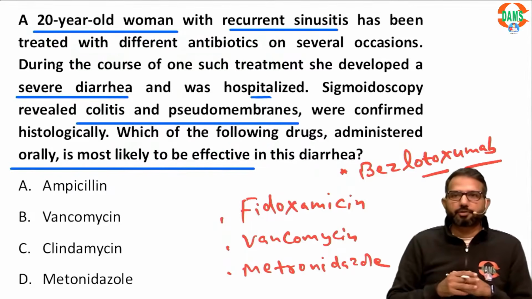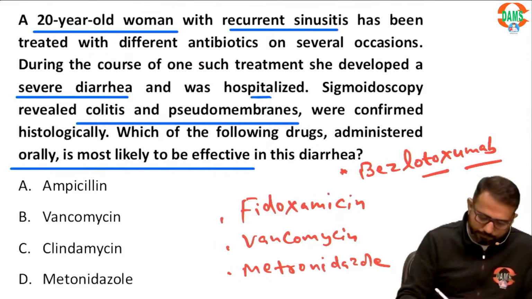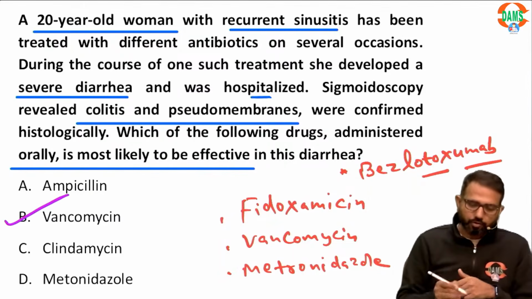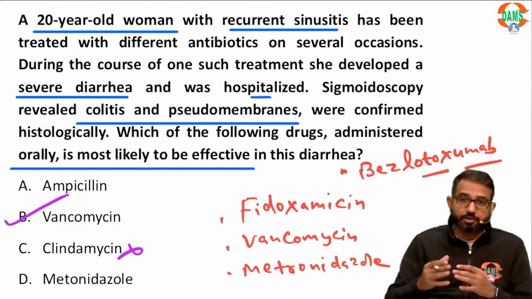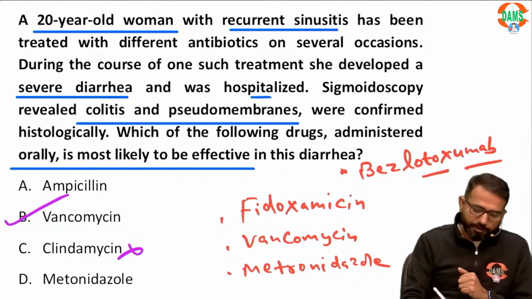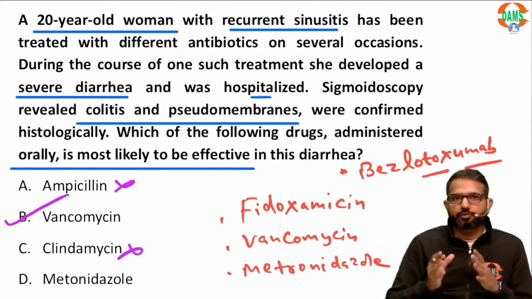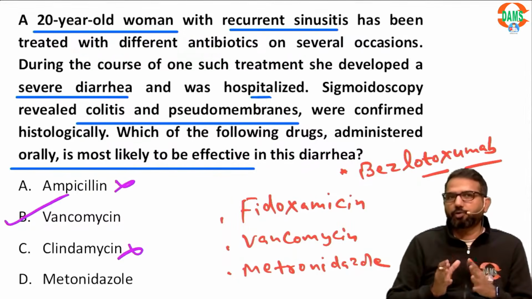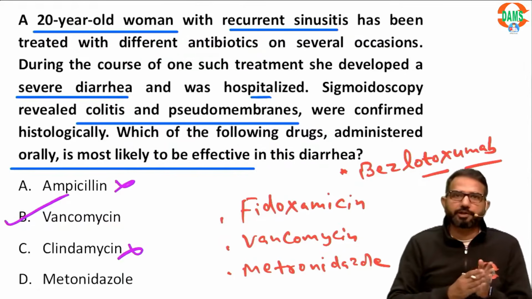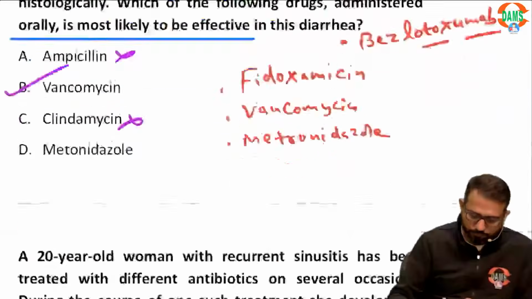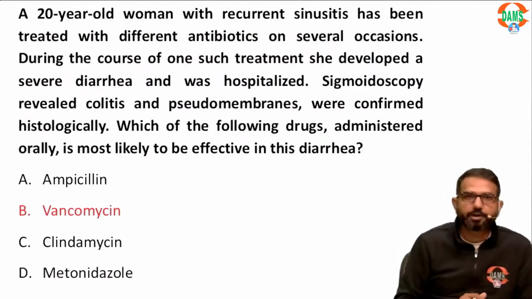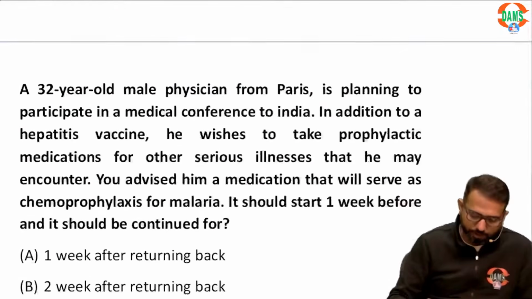So what is the correct answer? For this patient, yes, very good. We use vancomycin. Clindamycin has a high risk. It is causing this problem. Ampicillin can cause this problem. So we use vanco or metro, but the most effective drug out of these is vanco. But overall the most effective drug is fidaxomicin. Very good, guys. So the correct answer will be vancomycin, pseudomembranous colitis.